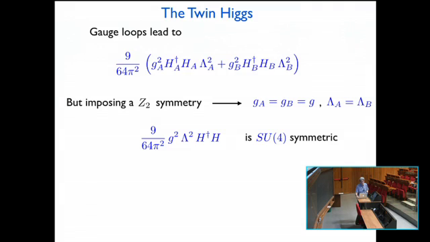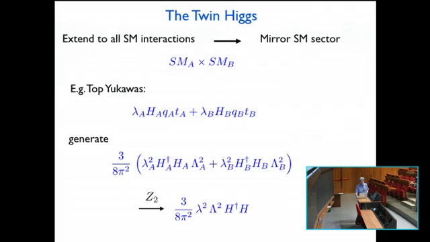The imposition of this Z2 symmetry in the UV is what protects the Higgs from UV sensitivity. So if you extend this to all standard model interactions, not just the SU(2) interactions, then essentially you have a standard model mirror sector. So we have the standard model A, which is us, and the standard model B, which is the twin standard model.